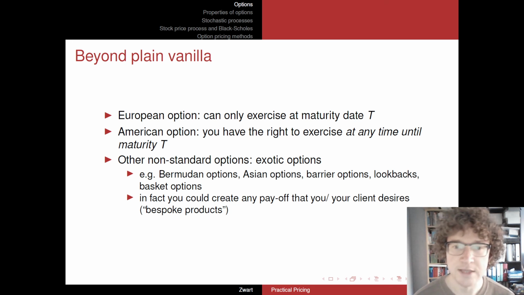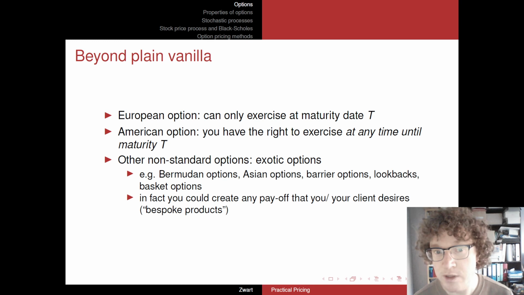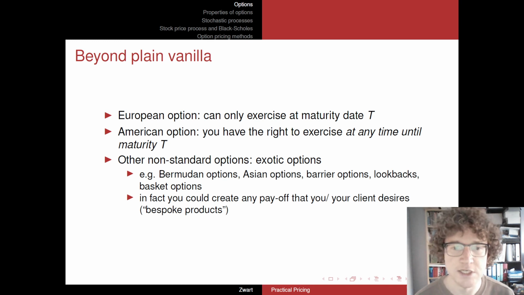Some non-standard payoffs for option contracts will give rise to exotic options. Some examples here would be, well, a Bermudan option. A Bermudan option essentially is an option which is basically in between the European and the American option. It says, well, you have the right to, of course, exercise this option at the maturity date.